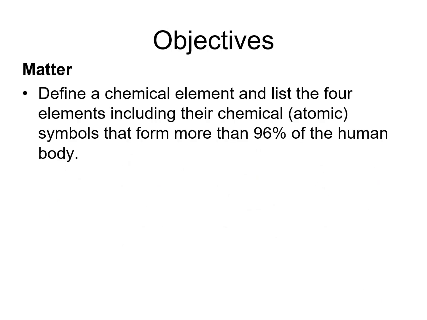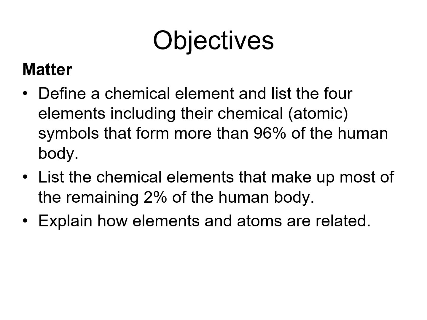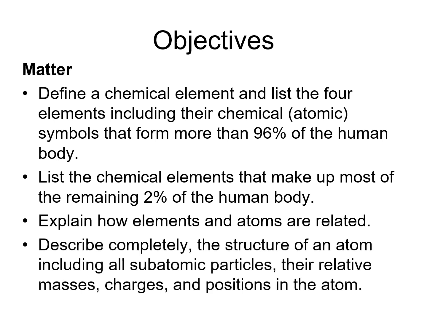Now let's review the learning objectives of the screencast. Define a chemical element and list the 4 elements, including their chemical symbols, that form more than 96% of the human body. List the chemical elements that make up most of the remaining 2% of the human body. Explain how elements and atoms are related. And describe completely the structure of an atom, including all subatomic particles, their relative masses, charges, and position in the atom.